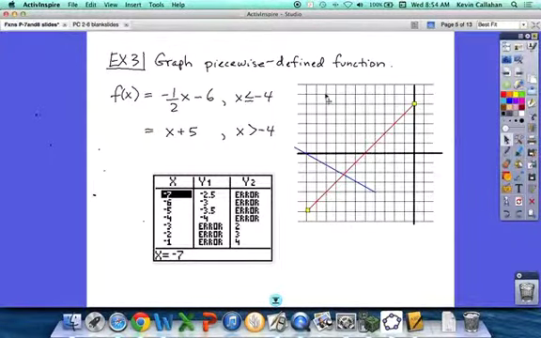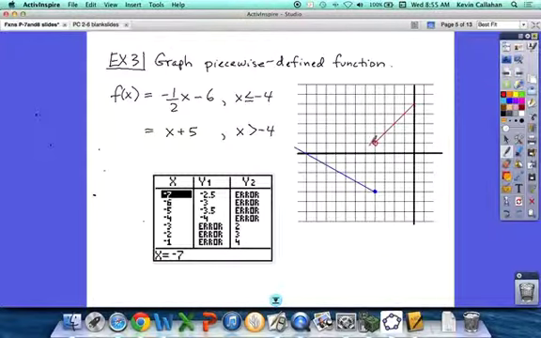There we go. The other one should have started at negative 4. So it's about here. And because this one said less than or equal to negative 4, that should have been a filled in circle. Because this one said greater than negative 4, that should have been an open circle.